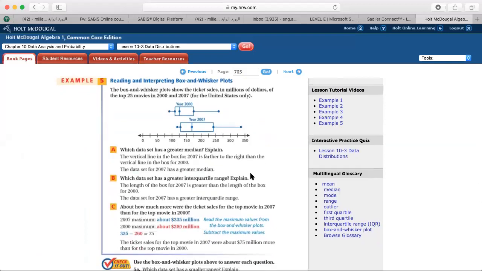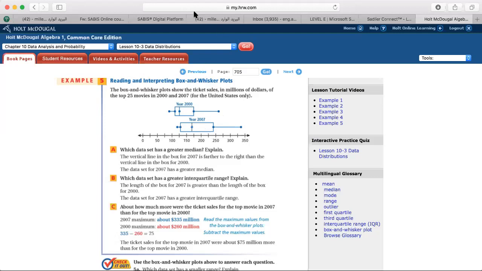Example 5, reading and interpreting box and whisker plots. This one is a little bit easier than the first one because it is already drawn in front of you. The box and whisker plots show the ticket sales in millions of dollars of the top 25 movies in 2000 and 2007. As you see here, I have two box and whisker plots, one for 2000 and one for 2007. Here is the minimum, here is the maximum, here is the median, Q2, here is Q1, and here is Q3.